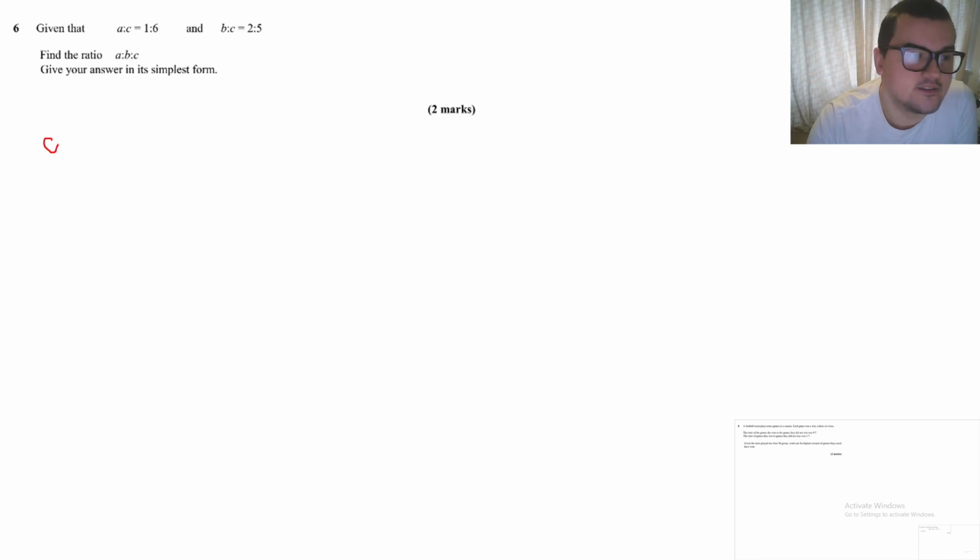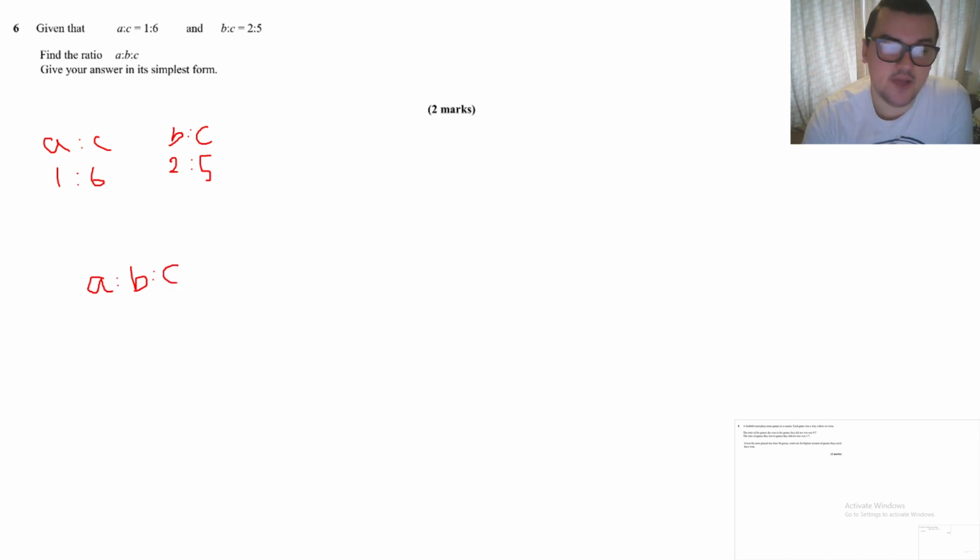AC is 1,6, BC is 2,5, find the ratio of ABC. So we're going to do our three-part ratio, ABC. We're going to put the information from these into here. So A1, C6, we're going to write a 1 in the A column and a 6 in the C column. B2, C5, we're going to do a new row. We're going to put 2 in the B column, and we're going to put 5 in the C column.